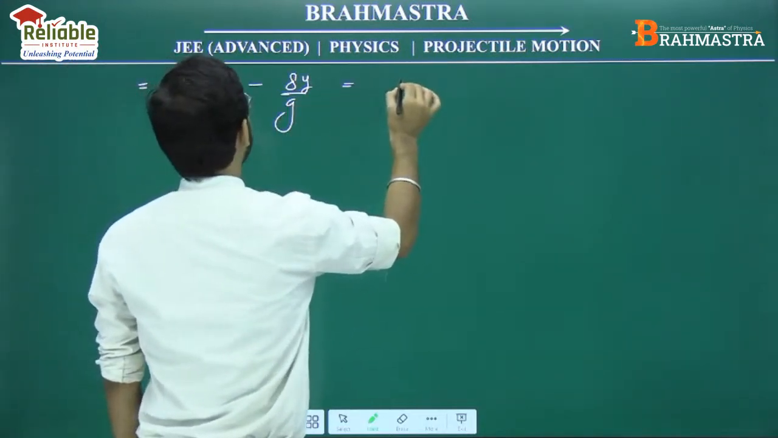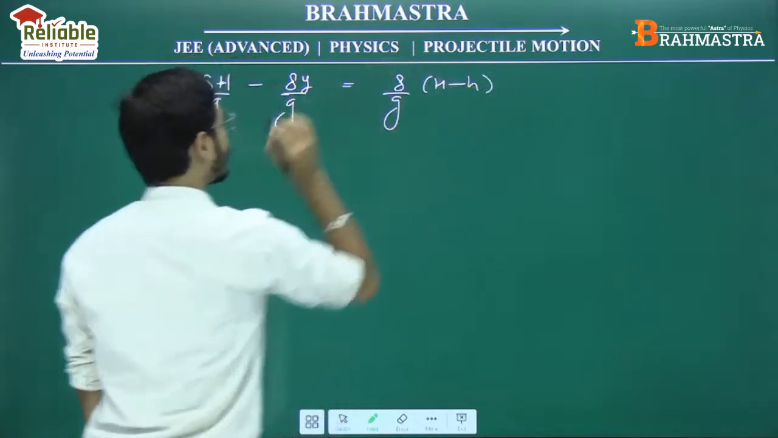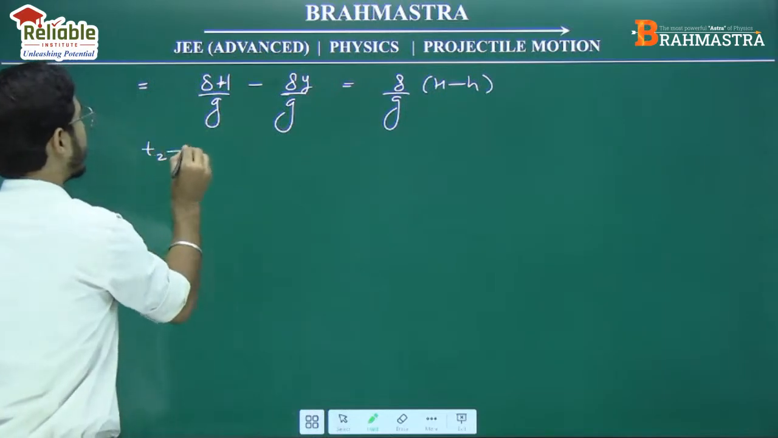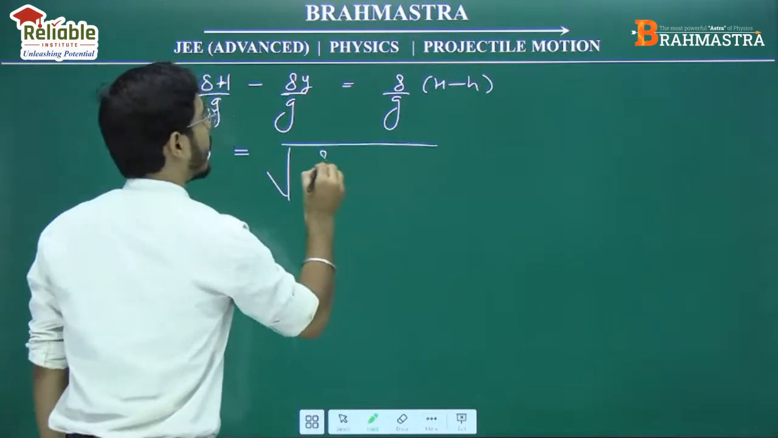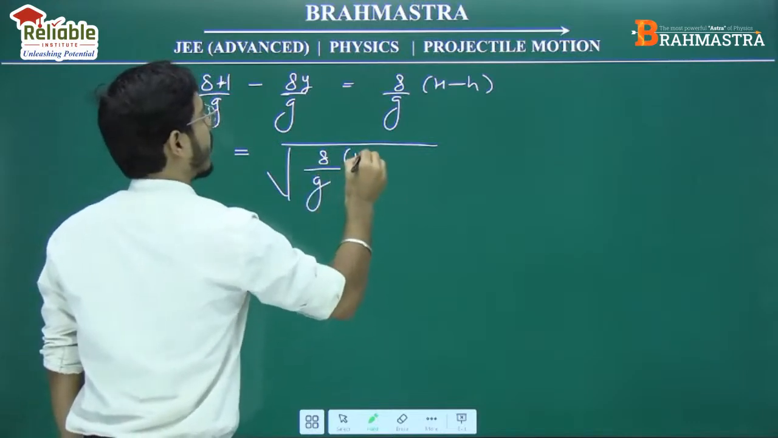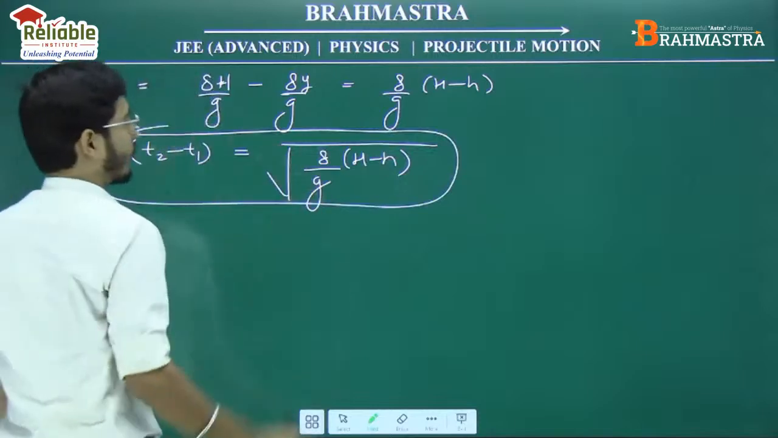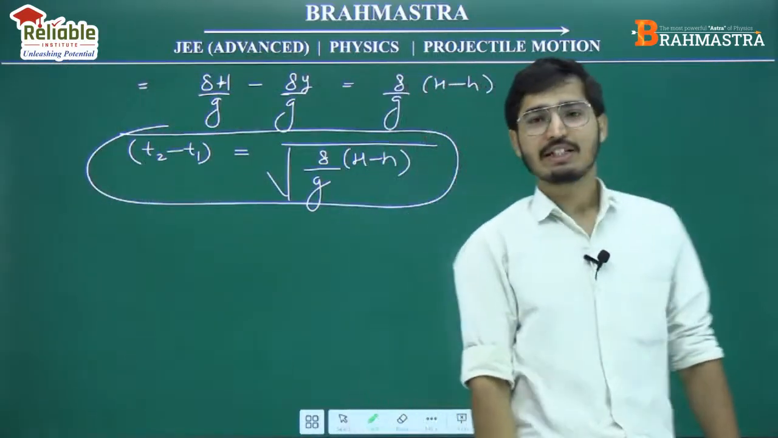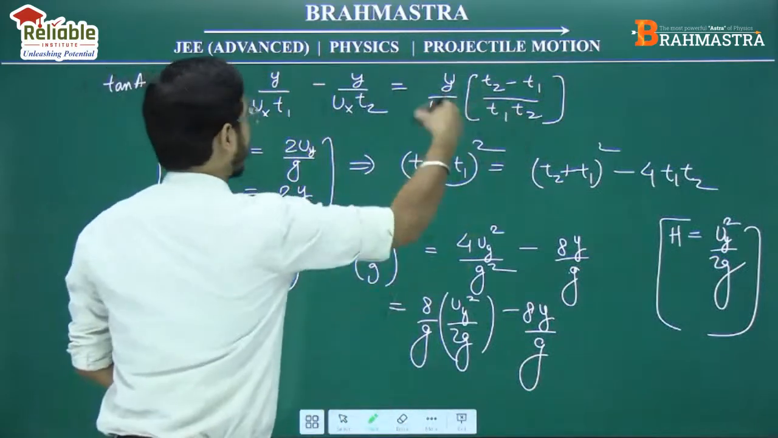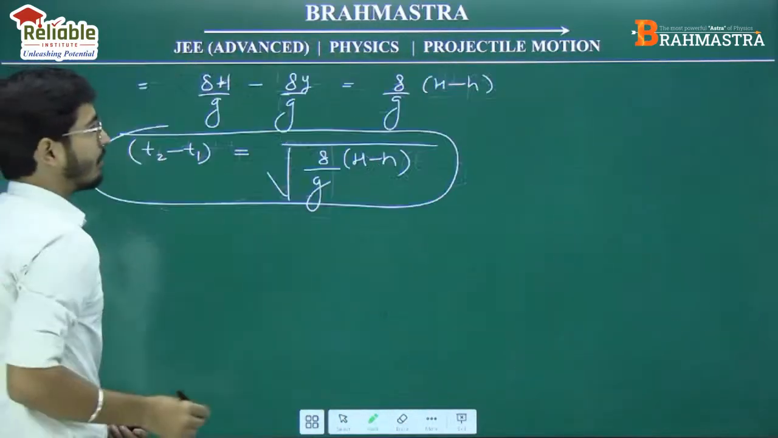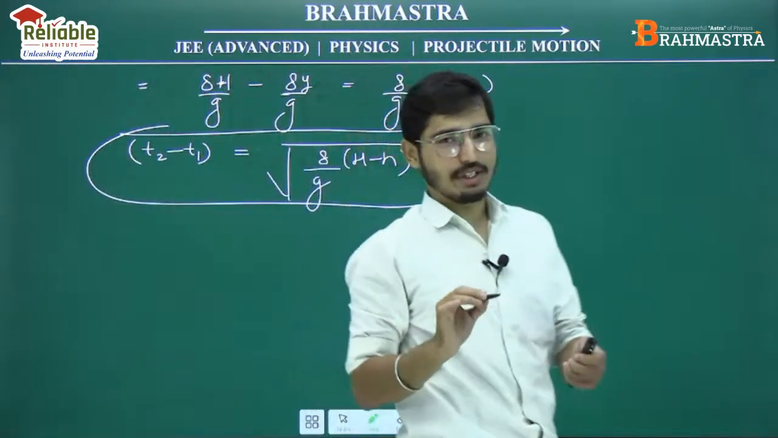So let's take 8 over g as common. This is going to be H minus h. So finally, we are getting the value of t2 minus t1 is under root of 8 over g into H minus h. First milestone achieved. Okay, you've got the value of t2 minus t1. Now the task is to write this expression 10a minus 10b. Okay, it's a quite lengthy problem, but have patience.